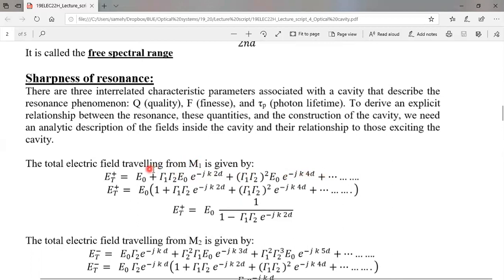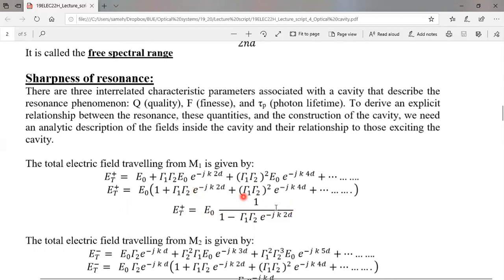As you can see, simply you have an E node as a common factor in all these terms. So you can easily get E node outside as a common factor and say it's 1 plus gamma 1, gamma 2, e power minus j k 2d, and so on. This is one of the famous mathematical series. So you can easily say that this mathematical series, which is some mathematical issue I'm actually not so interested in, equals 1 over 1 minus gamma 1, gamma 2, e power minus j k 2d.